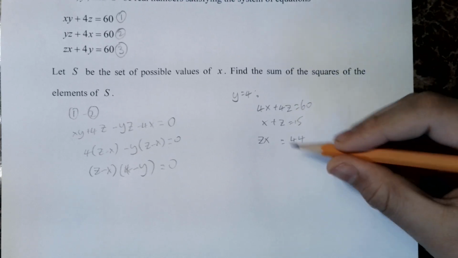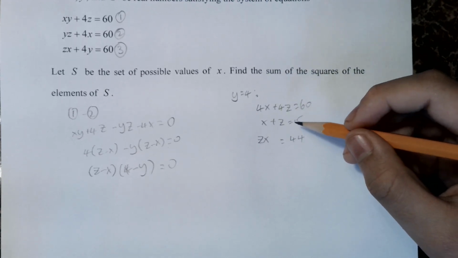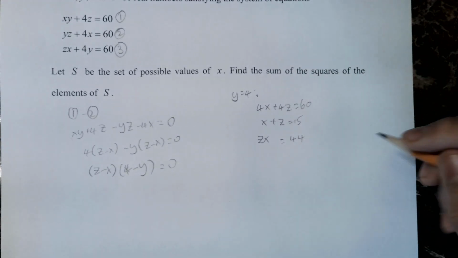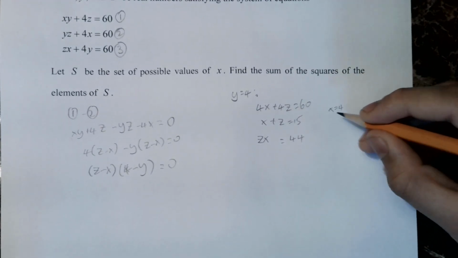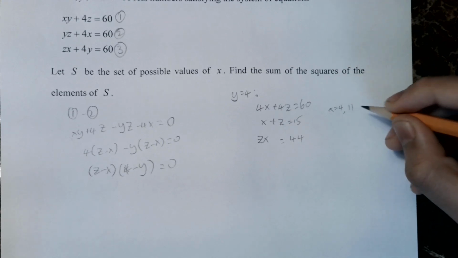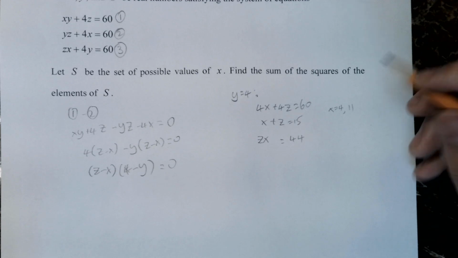So now we have two equations. x plus z equals 15, zx equals 44. Now since they are all supposed to be integers, we can easily get that x is equal to 4 and x is equal to 11. So x is equal to 4, z is equal to 11, or vice versa.